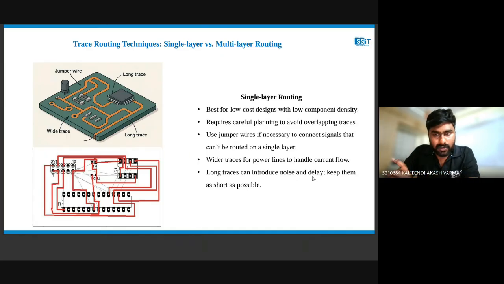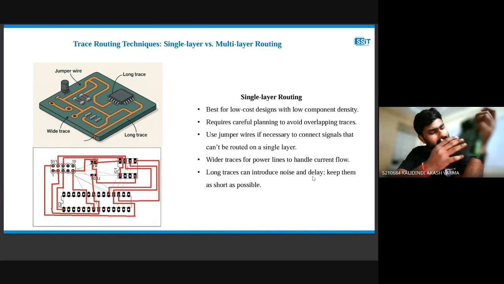Let me add one more point. In a PCB there are a number of components. Can we place all the components very close to each other? If you place all the components very, very close, then there will be signal crosstalk, and electromagnetic interference will take place. So we should maintain some separation from track to track. That is the track separation width.